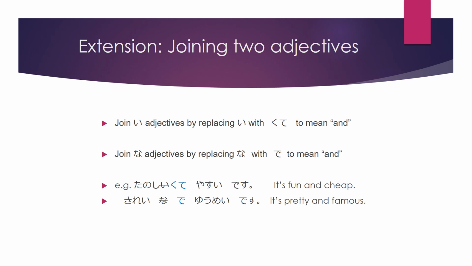So, for example, if you want to say tanoshii, fun, and yasui, cheap, and put it together so that it's fun and cheap, tanoshii becomes tanoshikute. If it's a na adjective situation and you want to say pretty and famous, instead of kirei na, say kirei de, yumei desu.